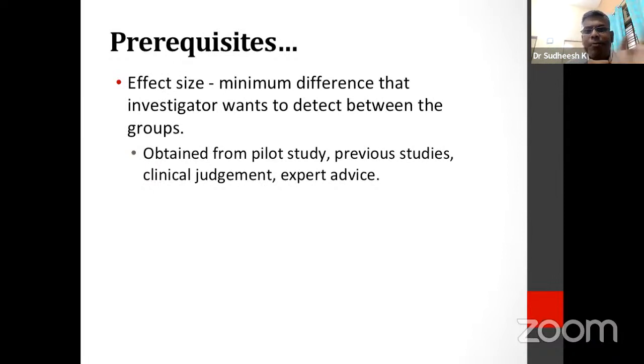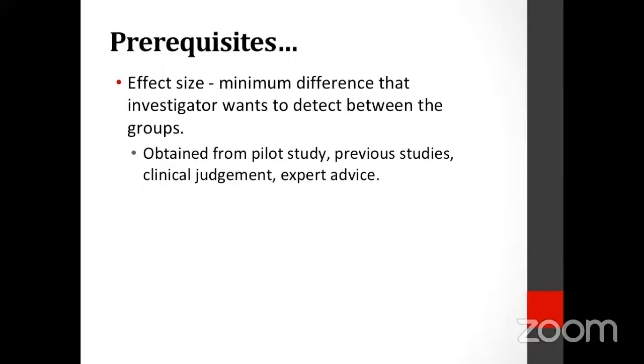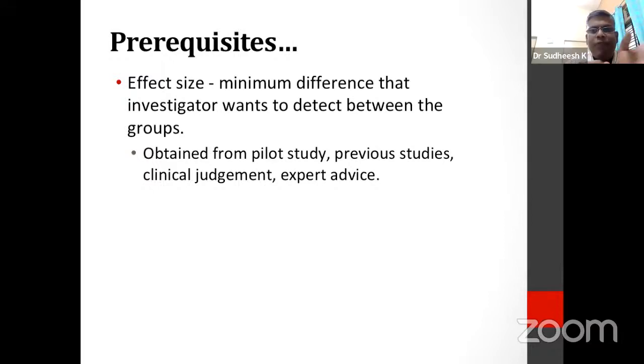For example, you are comparing buprenorphine versus morphine. Both are long acting. To say which is better, and your primary outcome measure is duration of analgesia, what is the minimum duration of analgesia difference which you consider? That is known as the effect size. So that is the difference you consider to calculate the sample size, known as the effect size.